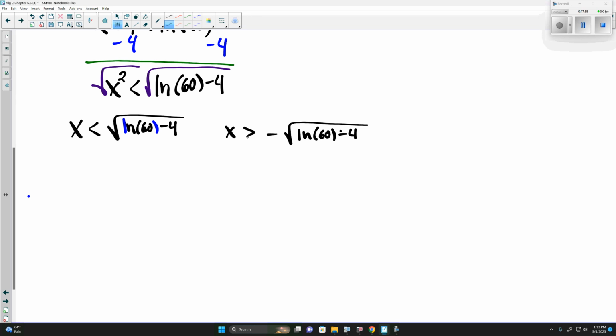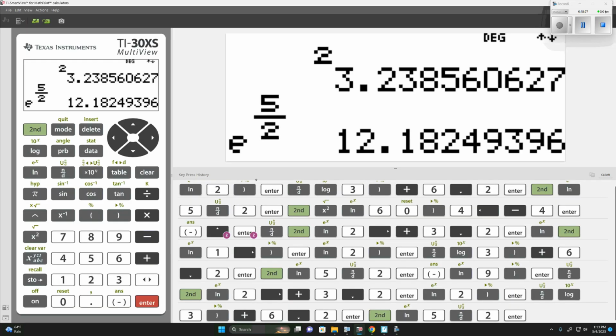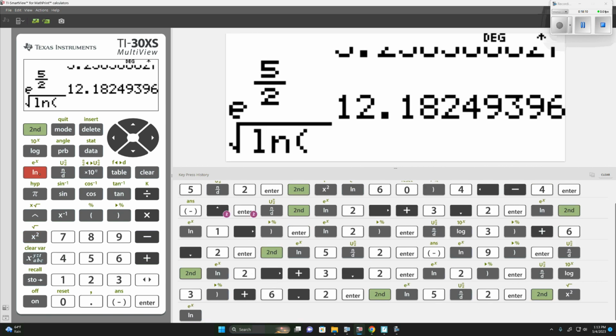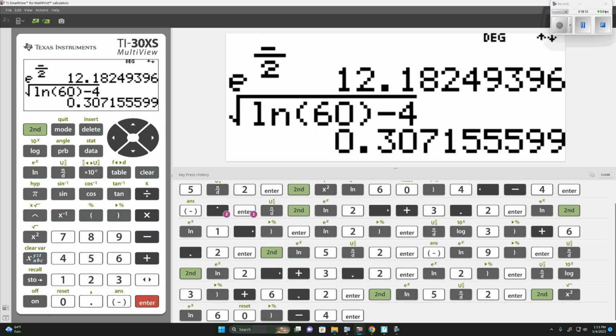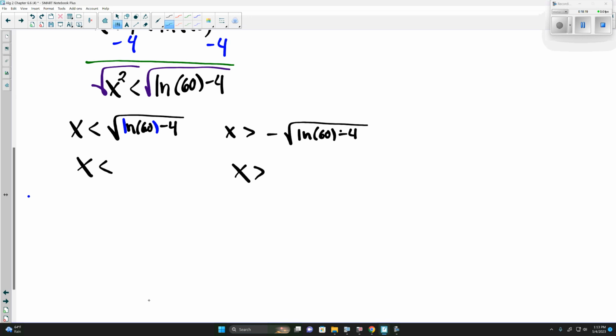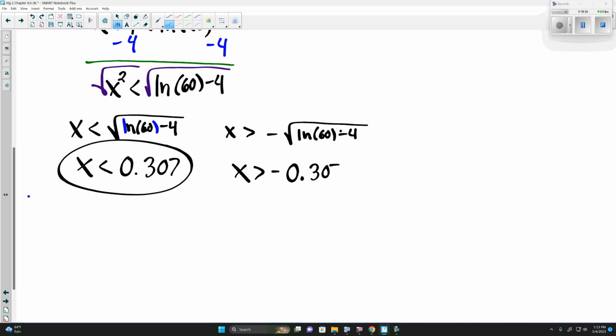But because we changed the sign of one side, we have to flip the inequality sign. I'd plug it all in at once. So 0.307. So x is less than 0.307. Well, all we did was put a negative in front of it, so this is going to be negative 0.307.